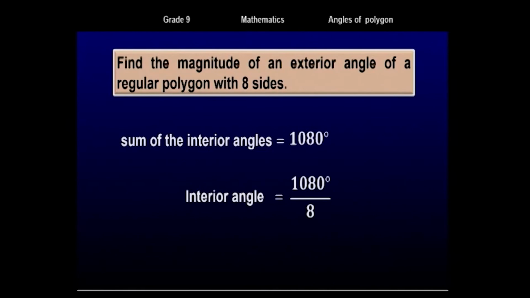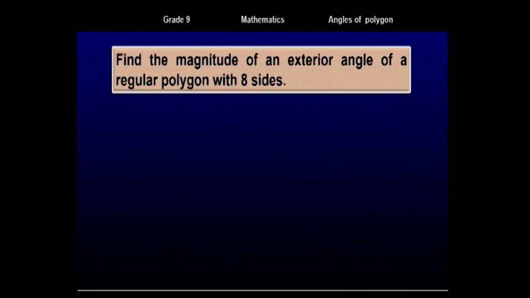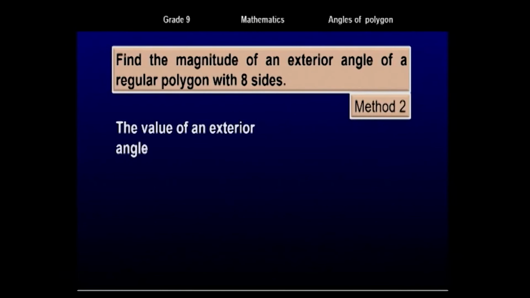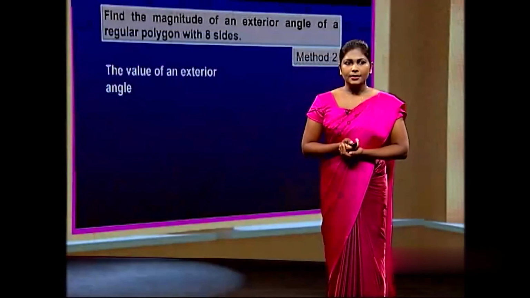Regular polygon means all the angles are equal. So you can divide by 8 and take the answer, 135 degrees. Find the magnitudes of the interior and exterior angles of a regular polygon with 8 sides. Method number 2. Look at that.